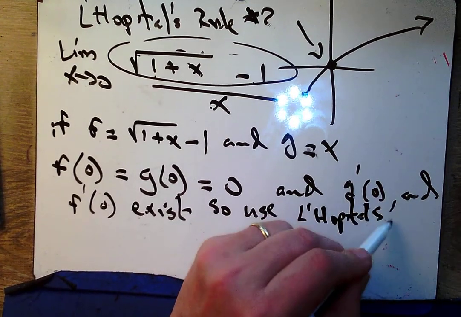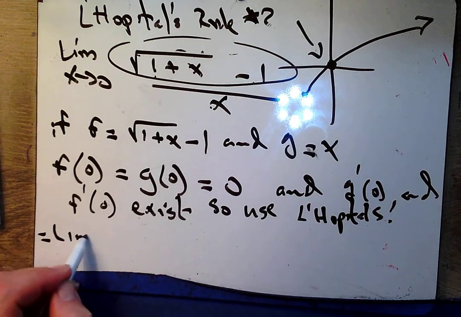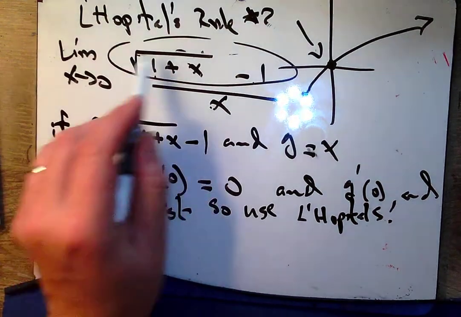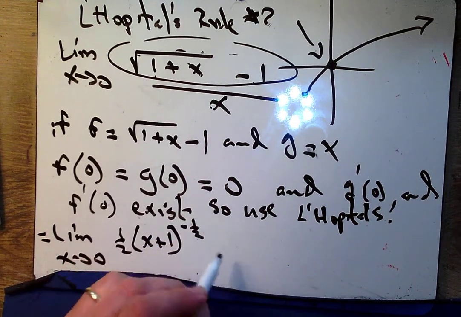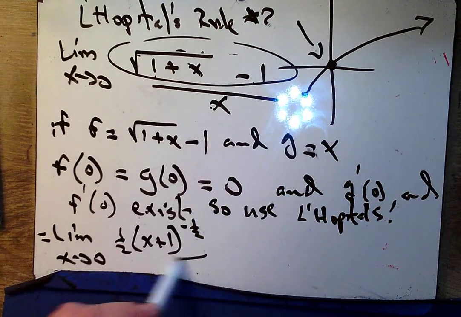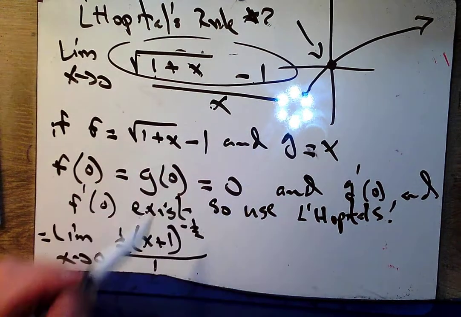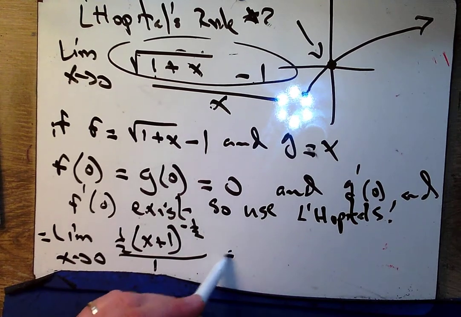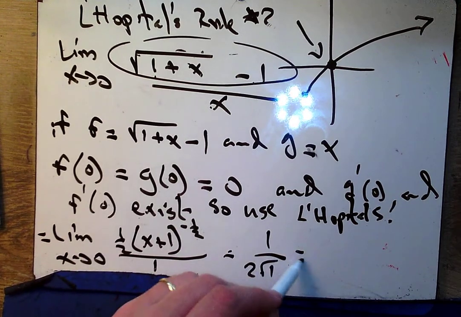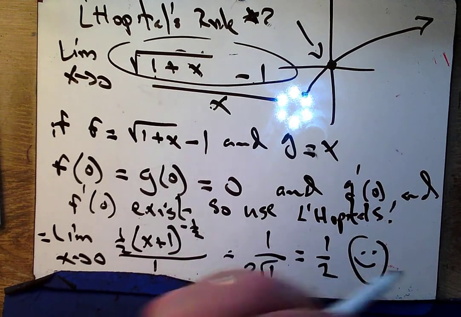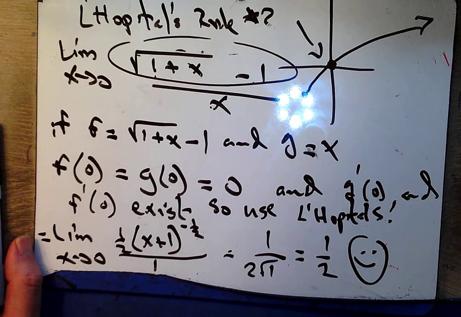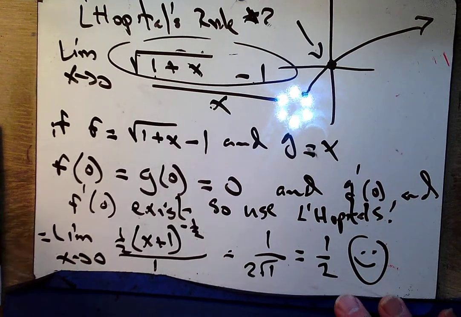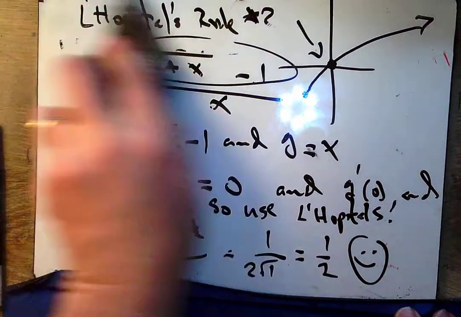Okay, so that means we have the limit as x heads to 0. Derivative here, 1/2 times x plus 1 to the minus 1/2, derivative here is 0, over 1, because the derivative of x is 1. Now when I plug my 0 in, I get 1 over 2 root 1, or 1/2. We can certainly confirm that by using a table. Okay? How about this last one?